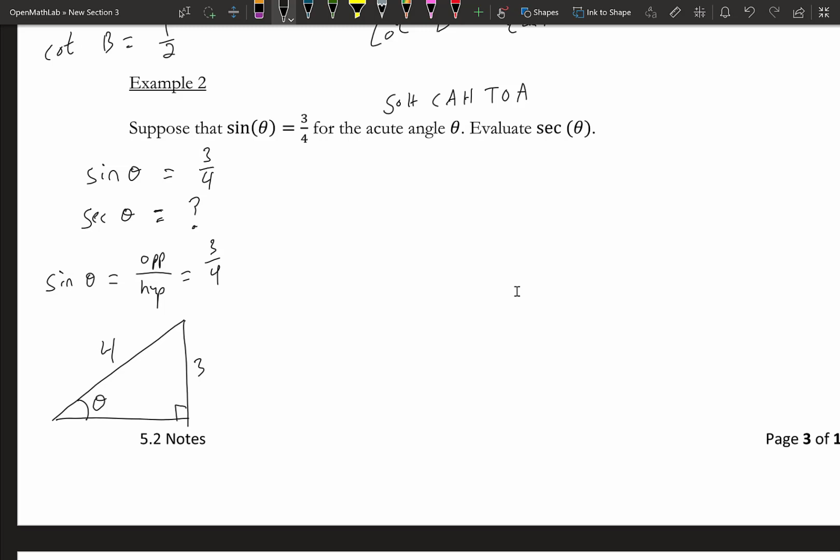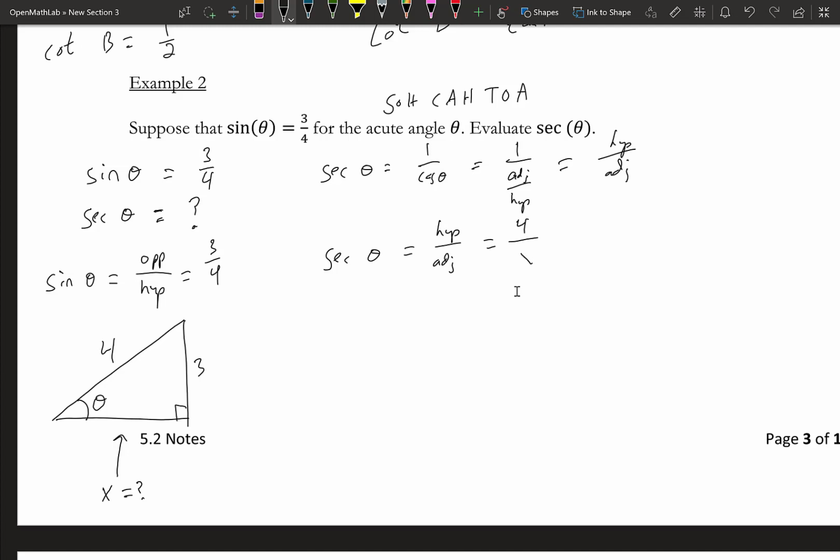So what I'm missing is this side. We can call this just, let's say, x. We don't know what x is, this side length. But secant of theta is equal to 1 over cosine of theta. Cosine of theta is adjacent over the hypotenuse, so this becomes the hypotenuse over the adjacent. That's how we find secant. So secant of theta is equal to the hypotenuse divided by the adjacent side. My hypotenuse is 4, my adjacent side is x. I don't know what x is, so I need to figure it out.